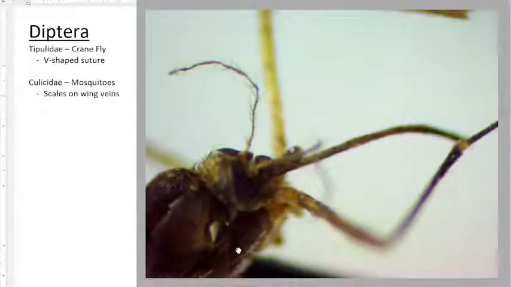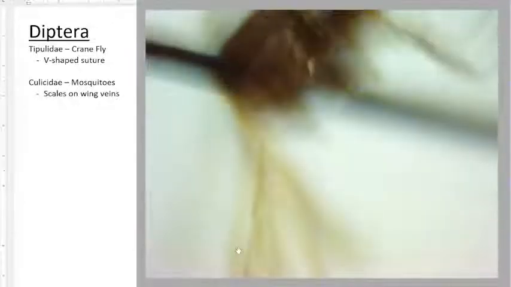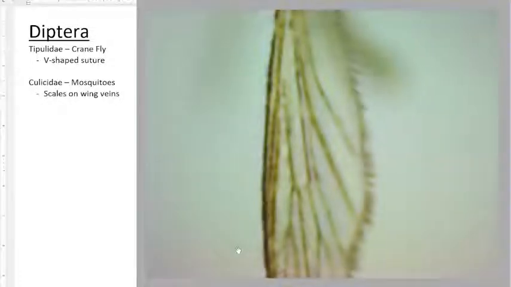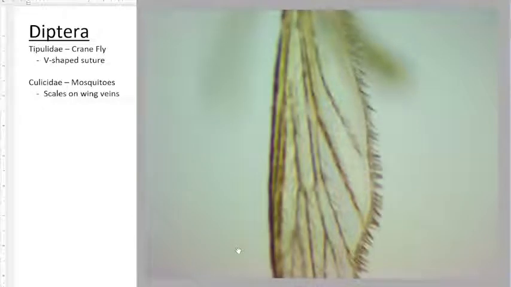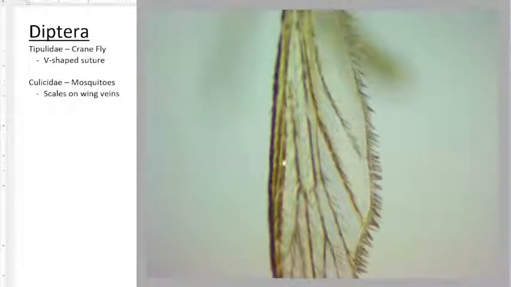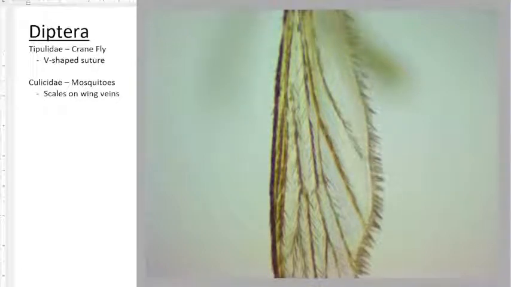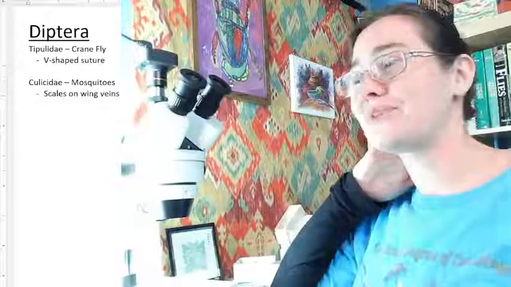All right, so anyway, for the characteristic on mosquitoes, you don't have to look anywhere on the body, you don't have to look on its head. All you have to do is look at its wings, and if the mosquito has these hairs along the veins of its wings, then you know it's a mosquito. Easy enough.